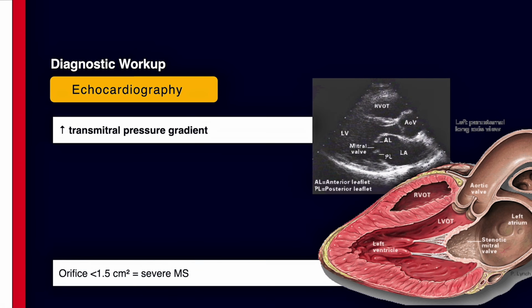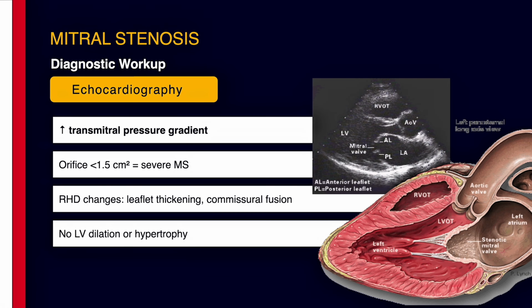It's going to confirm the diagnosis and determine severity. We're going to look for one, increased transmitral pressure gradient during diastole. During diastole, remember, the mitral valve should be open and the blood should be flowing freely in between left atrium and left ventricle. So if you have a transmitral pressure gradient during diastole, you have mitral stenosis. Number two, a valve orifice area less than 1.5 centimeters squared is the cutoff for severe mitral stenosis.